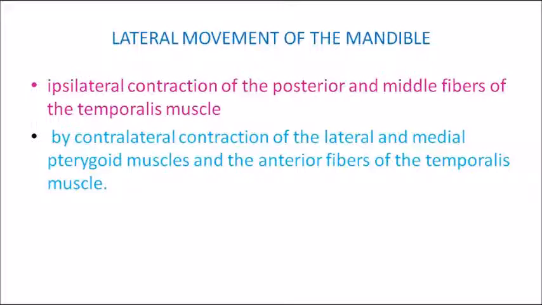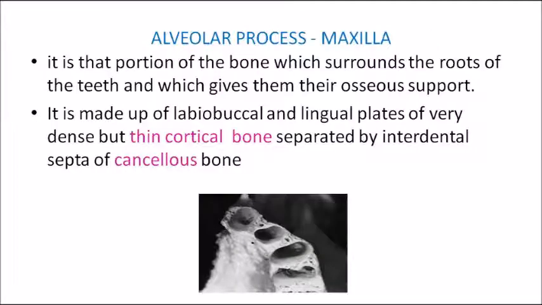So on the ipsilateral side, the same side, you have the contraction of the temporalis muscle, posterior and middle fibers, whereas on the contralateral side, the anterior fibers of the temporalis as well as the lateral and medial pterygoid muscles are involved. Now we have seen the mandibular movements, the TMJ complex, its anatomy and everything.